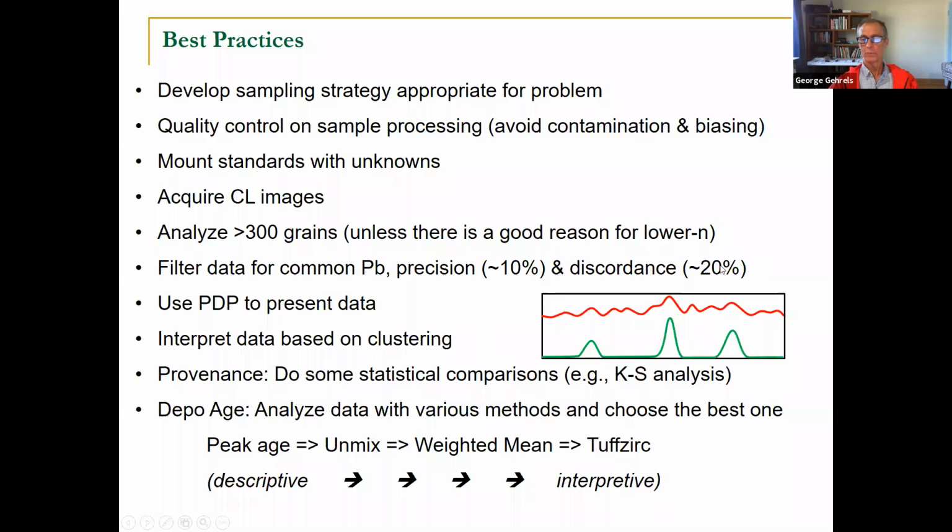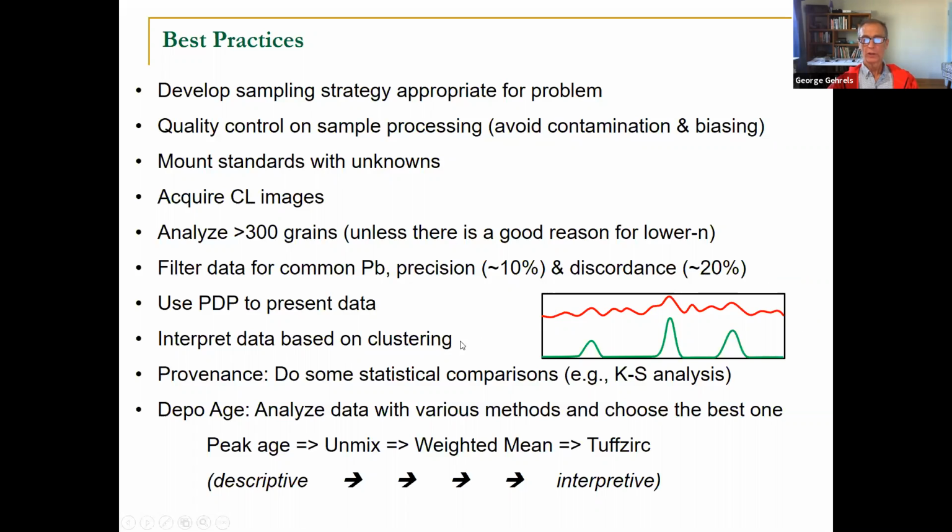Do you go 10%, 20%, 30%? Do you accept only the concordant analyses? And those decisions have big implications for the data set that you end up reporting. You could use the PDP or the KDE, and I've just kind of exaggerated the difference between those two here, but they are going to be different.